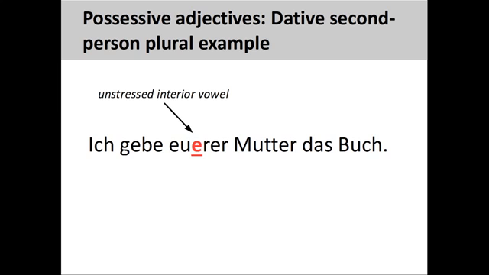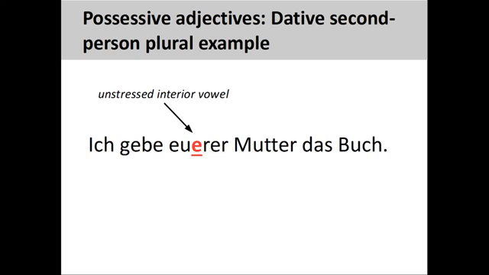We can change the root of the possessive adjective to indicate a change of ownership or relationship, but the dative ending will stay the same since Mutter is still the indirect object in the sentence. The sentence now reads, Ich gebe eurer Mutter das Buch. I give the book to your mother.